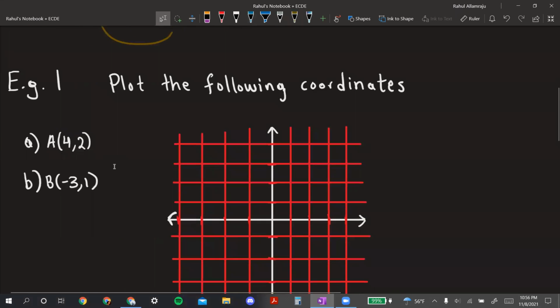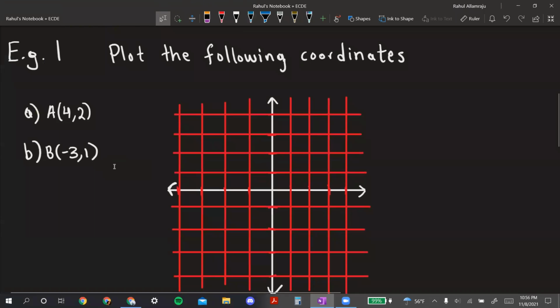So let's do a quick practice with plotting. Plot the following coordinates. 4, 2. First look at the x coordinate, 4. So it'll be 1, 2, 3, 4, and that's here. And then you look at the y coordinate, which is 2. So you're going to go up 2 units. 1, 2. So that's the first point, A.